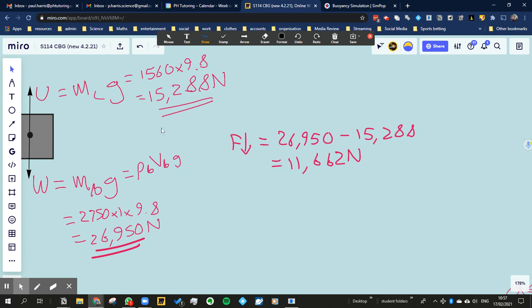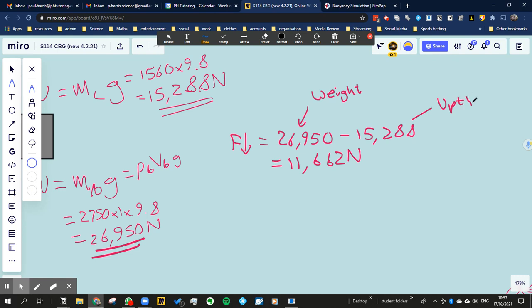Now we can clearly see that in terms of forces, it's going to sink, which is what we said at the beginning, because the weight is greater than the upthrust. To work out the resultant downward force, we would do the weight minus the upthrust, and we get this. So let's just look at these numbers, and then we can run the experiment. This number here was the weight of the block, this number here was the upthrust, and this number here is the resultant force.